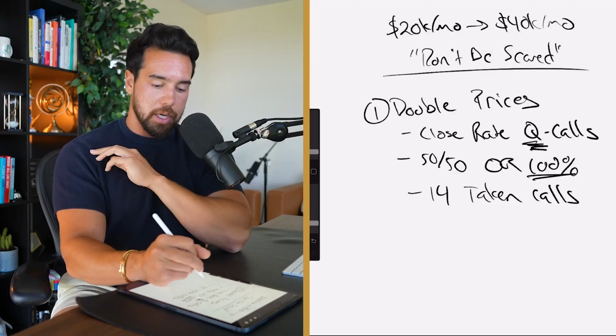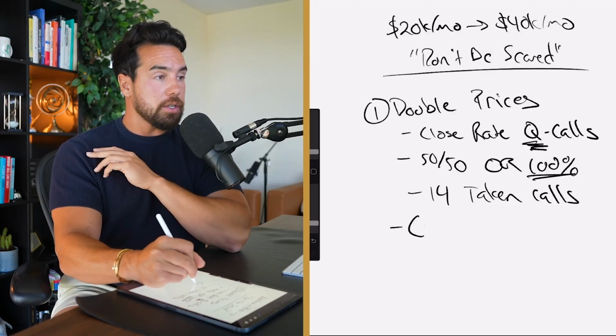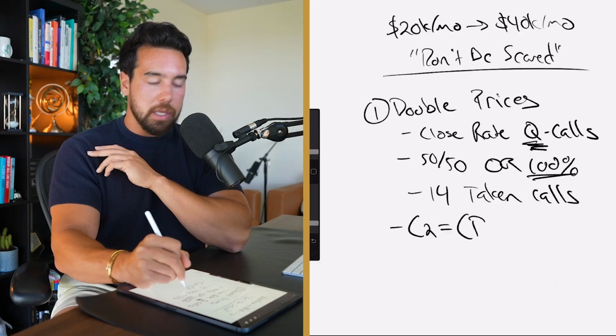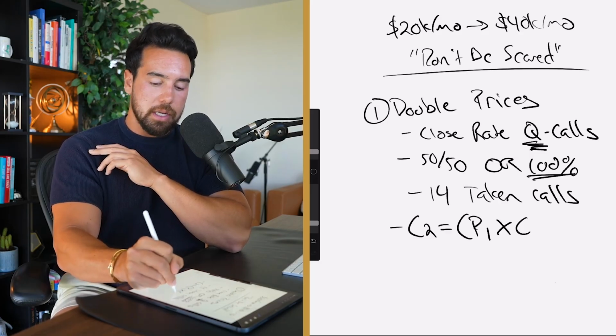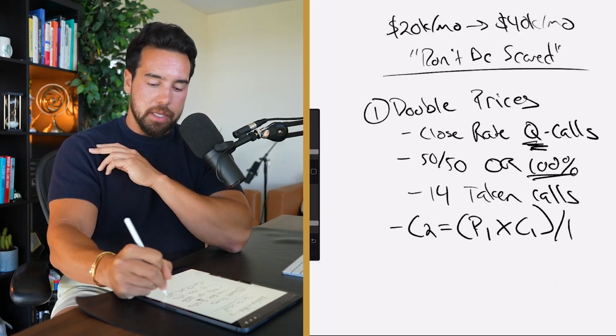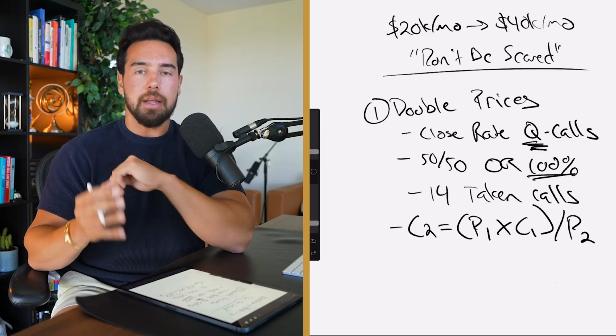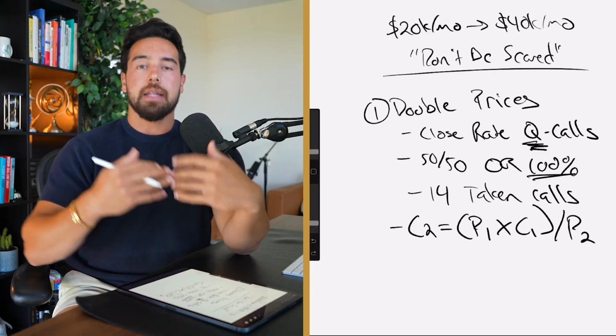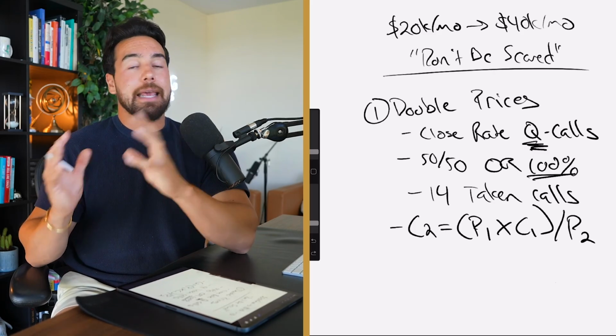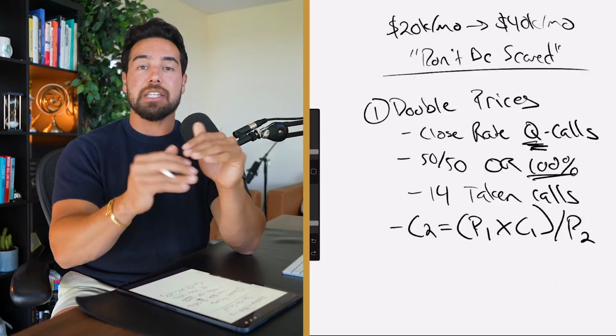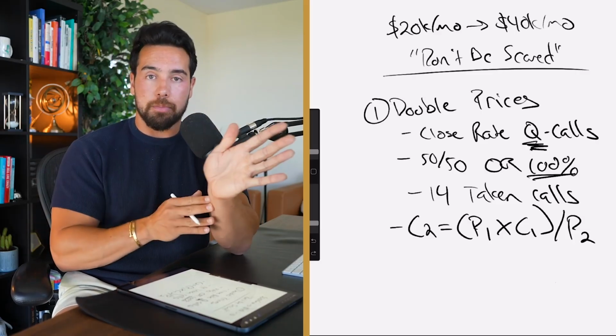And I wrote it down here so I don't forget. So it's C2 equals P1 times C1 divided by P2. So let me explain what these numbers mean. In short, this is a formula that allows you to calculate if this new price point is just as good or even better as your old price point.